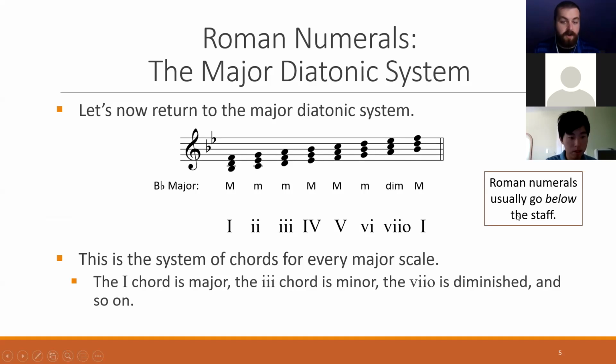Roman numerals usually go below the staff. So this is what I mean when I say that we can use lead sheet symbols and Roman numerals. Lead sheet symbols usually go above the staff, and Roman numerals almost always go below the staff. So you can actually think of using both as you go through. And as we'll see when we begin identifying and writing, you can use lead sheet symbols as a step along the way to your Roman numerals. So they're actually kind of handy. That's why we're doing Roman numerals second.